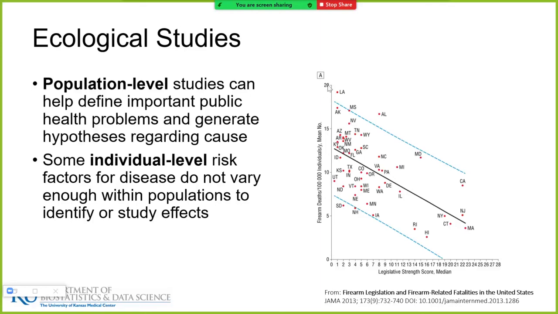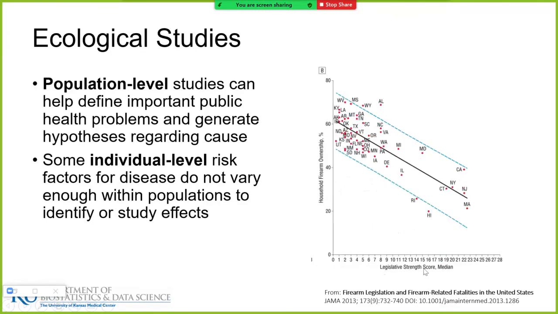So higher on the y-axis means a higher rate of firearm deaths. And what you see is, as legislative strength increases, the more legislation they have in a state, you see a decreasing trend in firearm deaths in general. Looking at this same legislative strength score along the x-axis and the rate of household firearm ownership, it turns out that in states with more firearm legislation, there are, not surprisingly, fewer households with firearm ownership.